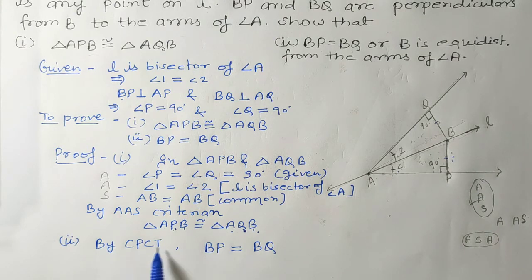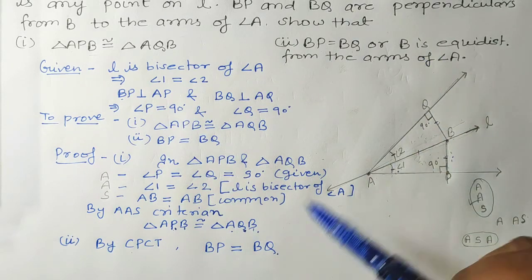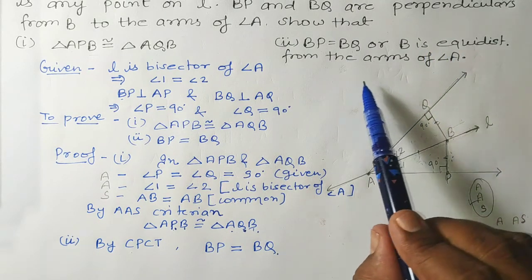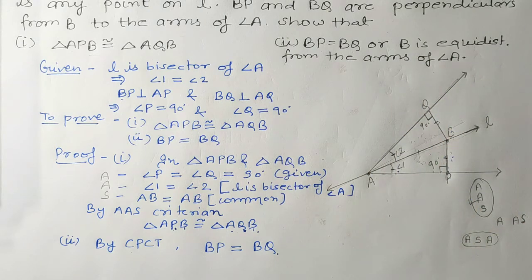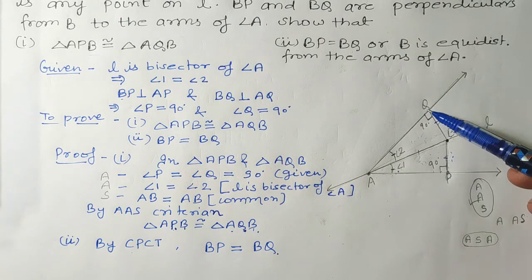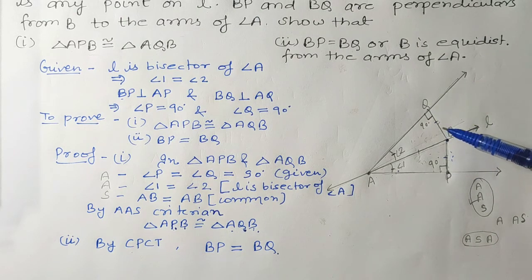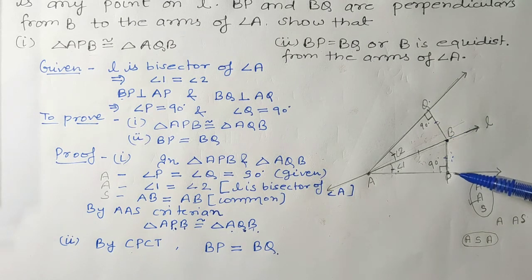Okay, so by CPCT, what is CPCT? Corresponding parts of congruent triangles. So by CPCT we can show that BP is equal to BQ, or we can write the same thing that B is equidistant. Okay, what is the meaning of equidistance? Means at the equal distance. So B is at the equal distance from Q and from P, or we can say that B is equidistant from the arms of angle A.